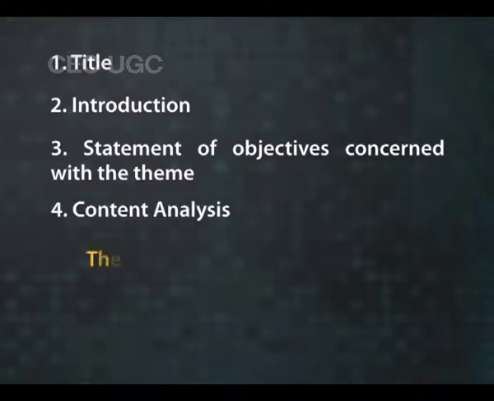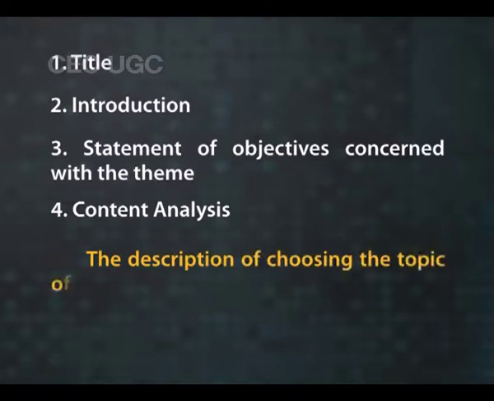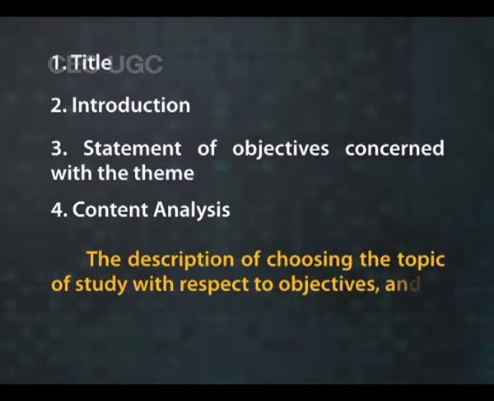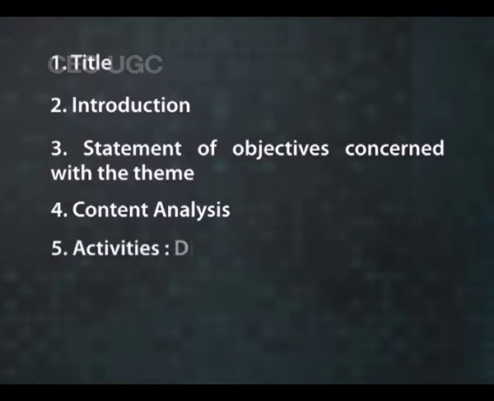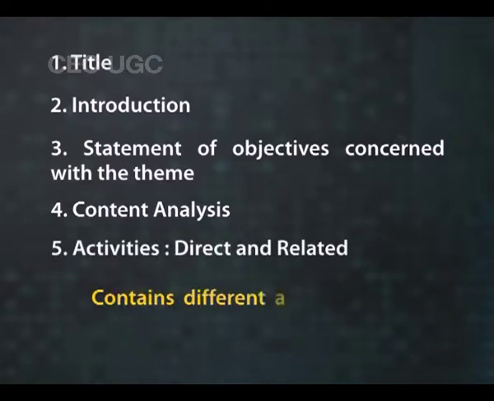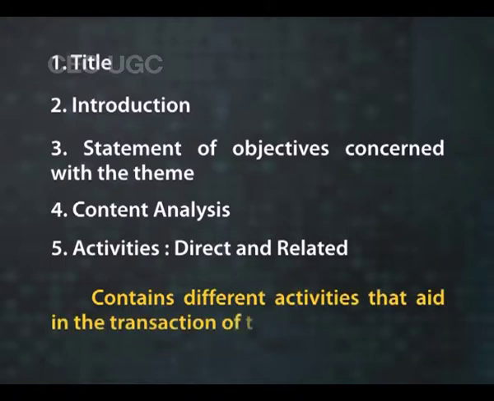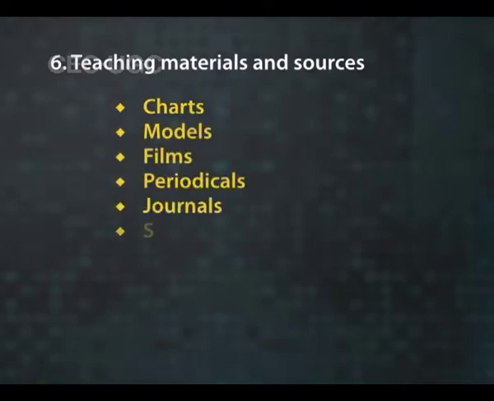Fourth one is content analysis. The description of choosing the topic of study with respect to objectives and of structuring and sequential developing of the topic are given under this. Fifth one is activities, direct and related. This contains different activities that aid in the transaction of the topic. Sixth one is teaching materials and sources. Materials which supplement teaching like charts, models, films, periodicals, journals, supplementary readers are mentioned here.